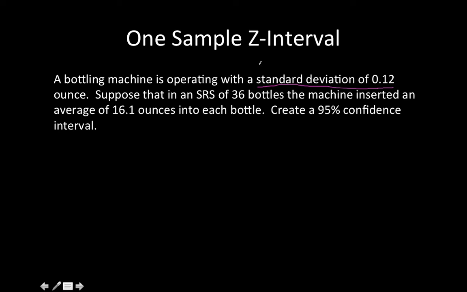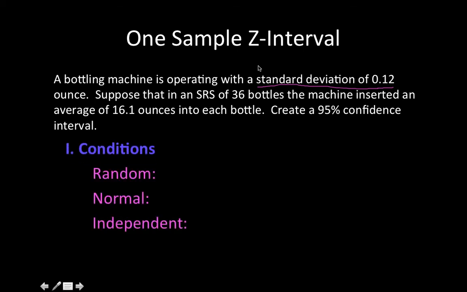So the first step into calculating the Z interval is we have to check conditions. There are three conditions that we have to check: random, normal, and independent. For random, we are given that we have an SRS, so we can say that yes, it is random, and it's given.